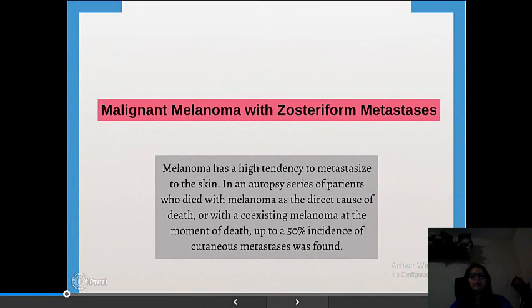Malignant melanoma with Zosteriform metastases has a high tendency to metastasize to the skin. In autopsies of patients who die with melanoma as a direct cause of death or with melanoma present at the moment of death, cutaneous metastasis was found in up to 50% of cases.